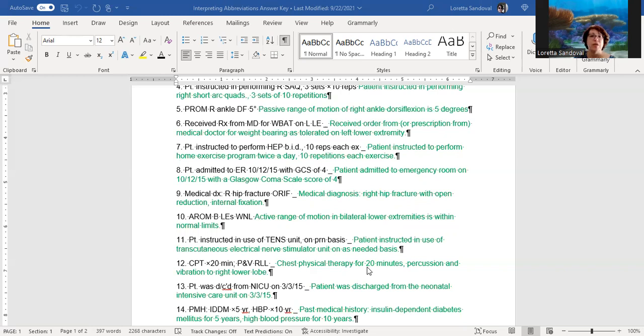So most people got that CPT was chest physical therapy for 20 minutes. Percussion and vibration, that's a weird abbreviation. That's not really a standard one. And right lower lobe. So those percussion and vibration and right lower lobe are sort of specific to chest PT. So in context, it makes sense. However, you would probably want to write it out.